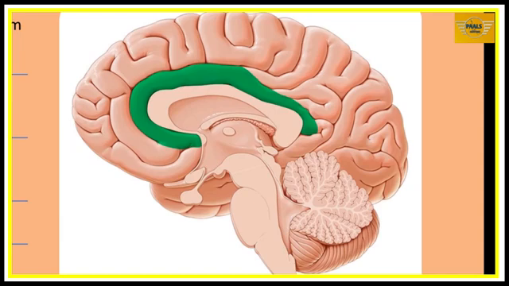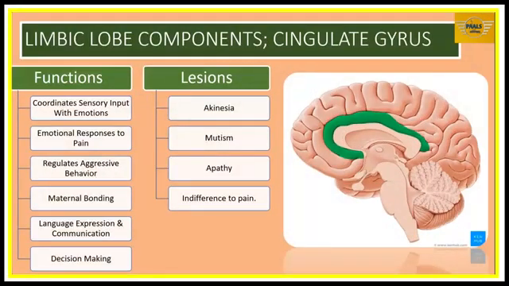The cingulate gyrus has also been implicated in Alzheimer's disease, anxiety disorder, addiction, depression, bipolar disorder, and schizophrenia. We'll look at the functions of the cingulate gyrus and also the lesion. The cingulate gyrus coordinates sensory inputs with emotions. It also coordinates emotional response to pain, regulates aggressive behavior, affects maternal bonding, language expression and communication, and decision making.